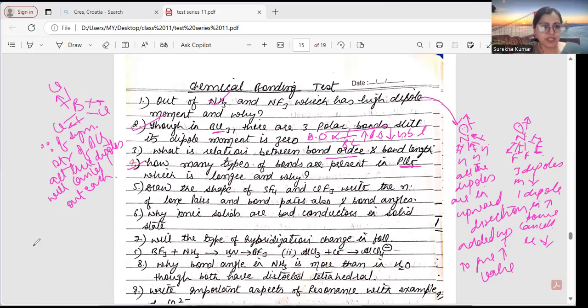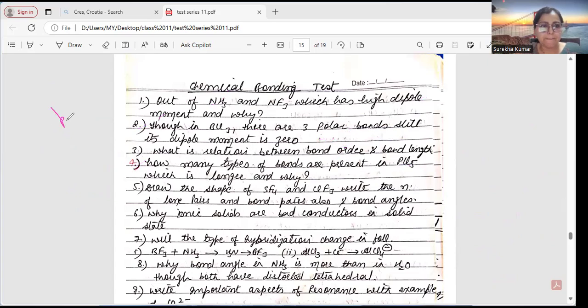See the structure of PCl5. This is a very important question. PCl5. This is P and these are the Cl, right? Its shape is triangular bipyramidal. One pyramid is in the upward direction, one pyramid is in the downward direction. So its shape is triangular bipyramidal, right? These two bonds, one is this bond, one is this bond, are known as axial bonds, and these three bonds are known as equatorial.